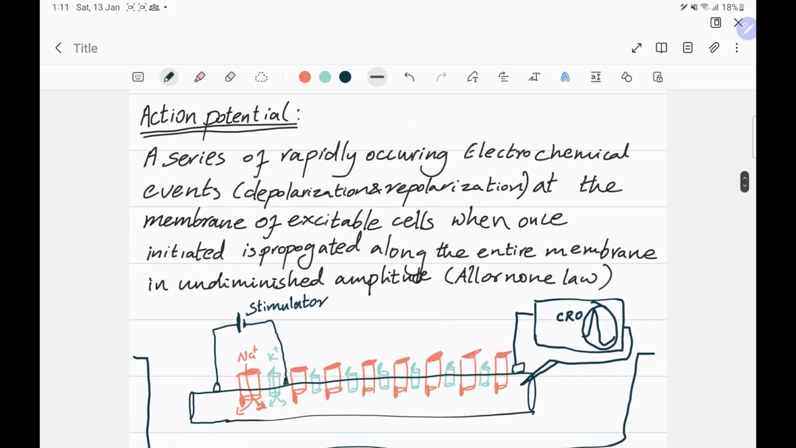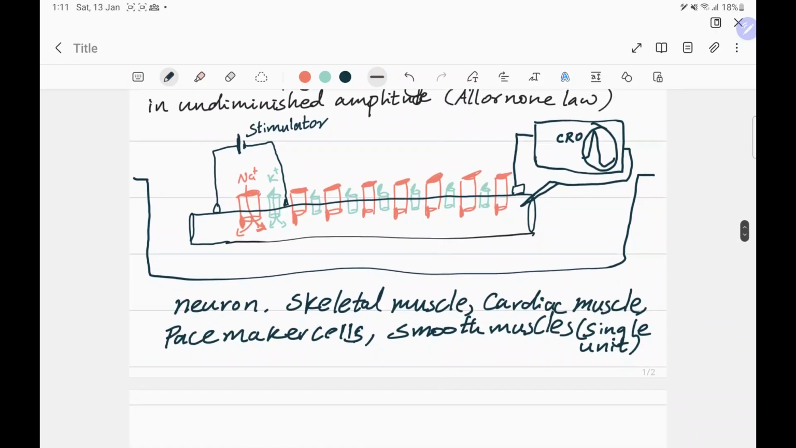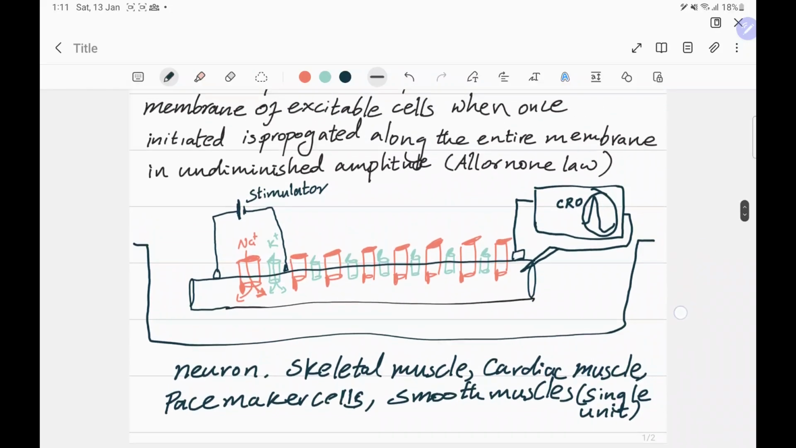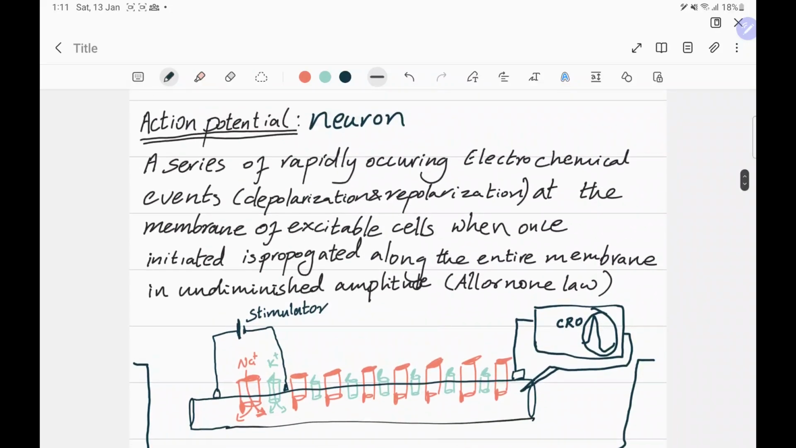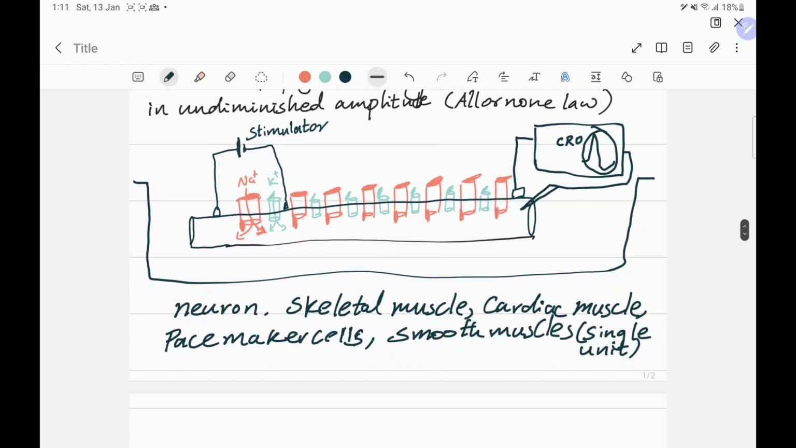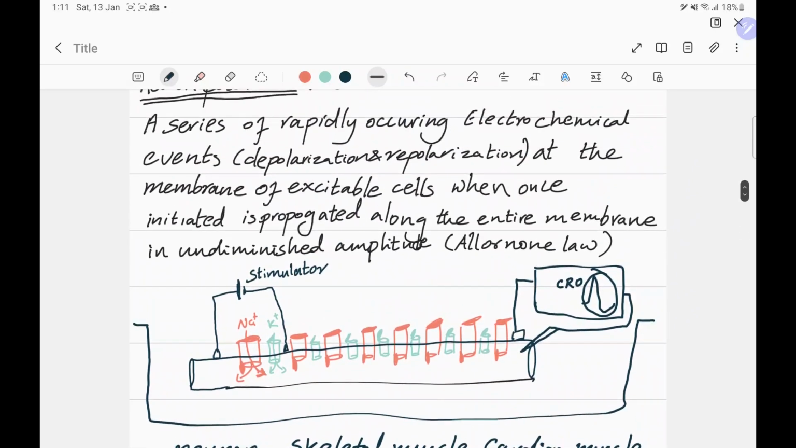Now, what we need to understand is we're going to talk about the action potential in the neuron first of all. And it's quite different from that which is taking place in the cardiac muscle and pacemaker cells, and even some smooth muscles. They have different types of action potentials. But when we talk about action potential, we generally mean the type that's happening in the neuron or in the skeletal muscle. They're virtually the same.